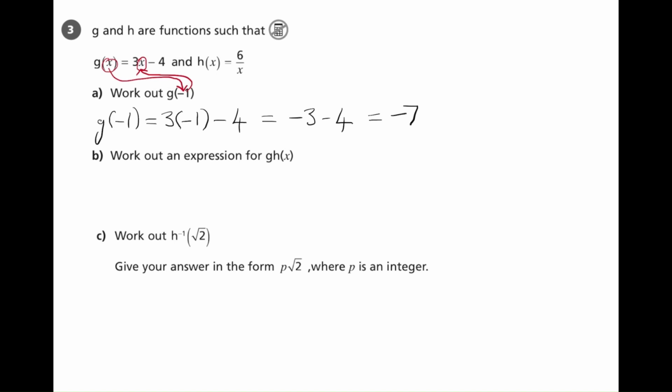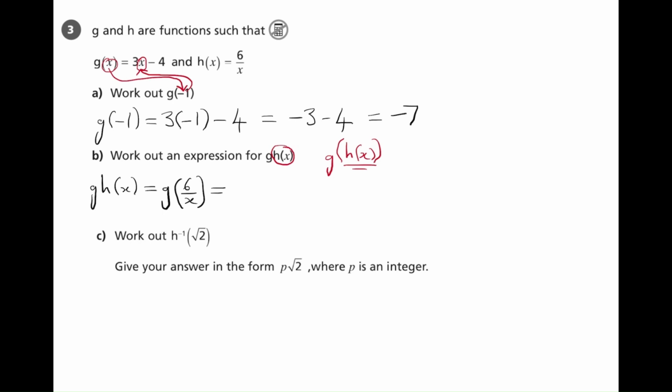In part B, we're looking at the composite function gh of x. So the h of x is going to replace the x in function g. We could write g, and then inside a large bracket we've got h of x. So the h of x is going to take the place of the x. So gh of x will mean g, and then instead of h of x we're using 6 over x.